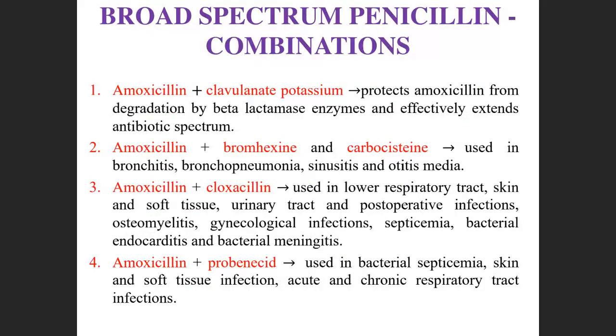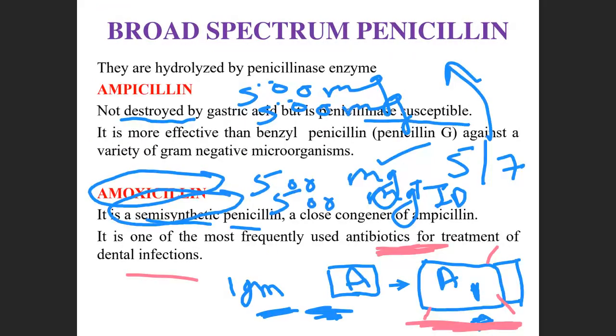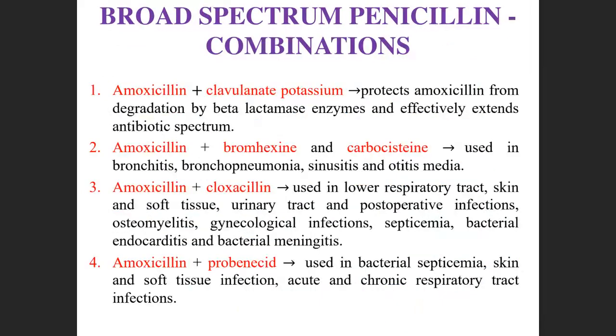Here we have different combinations of amoxicillin. With the combination of amoxicillin, we have different compositions. For example, when amoxicillin is combined with potassium clavulanate, it protects amoxicillin. So what happens when it comes in combination form?